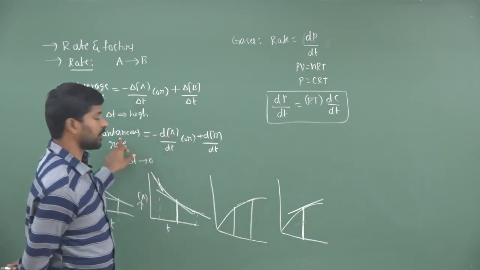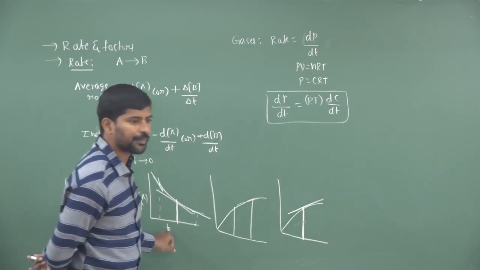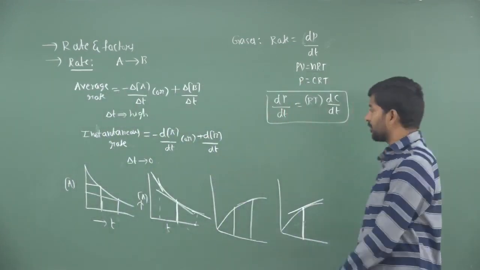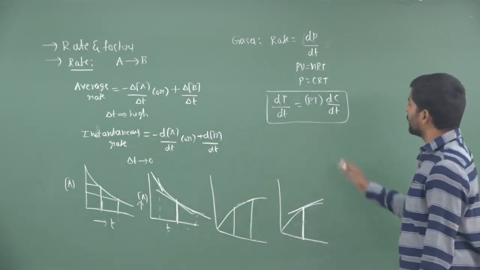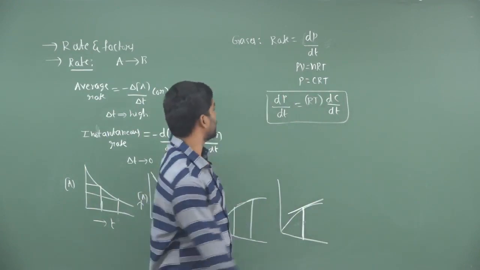Slope is nothing but what? That indicates rate. Slope indicates rate. So with the time, the slope decreases, that means the rate of reaction decreases. Okay, right. This is the relation between rate with respect to pressure and with respect to concentration.